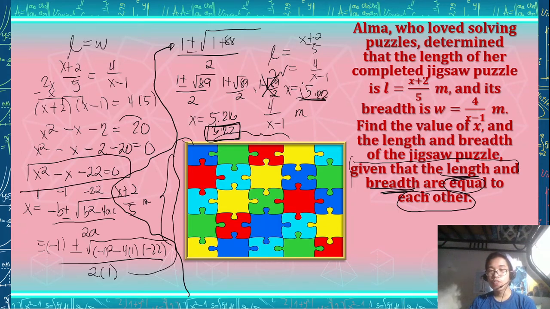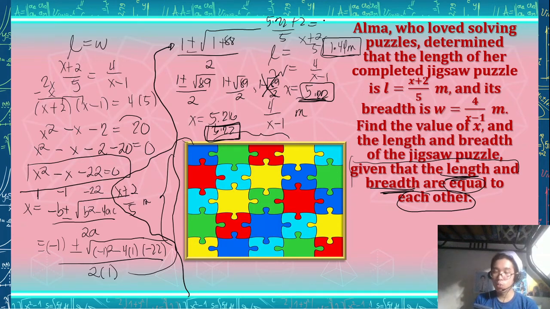And if the value of x is equal to 4.22, we can solve for L. So this is just going to be (4.22 + 2)/5. So that's just going to be 4.22 plus 2, divided by 5. So that's just 1.24. So the value of L is equal to 1.24 meters. Okay, so that's quite a big puzzle. That's kind of like 3 feet.